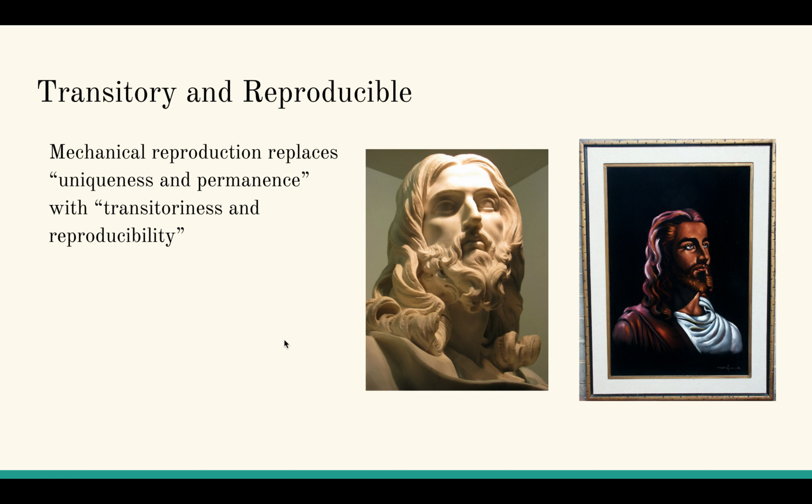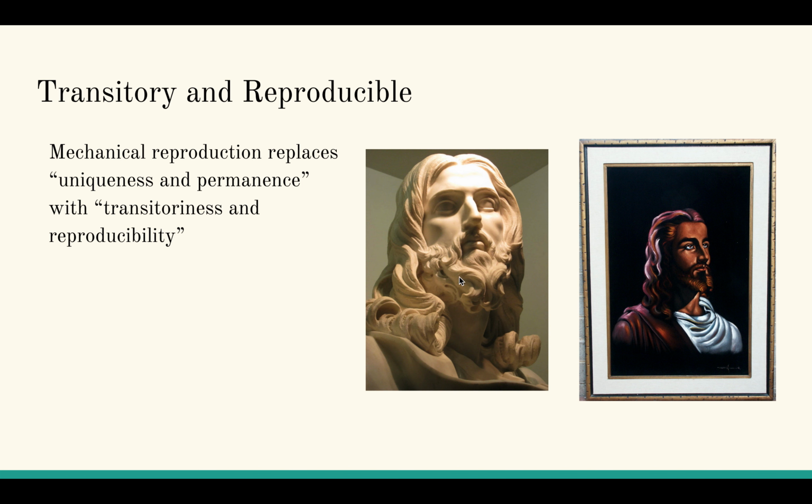So the other thing that Benjamin says about mechanical reproduction is that it's transitory and inherently reproducible. Mechanical reproduction replaces uniqueness and permanence, a la something like a marble bust, that with minimal care will literally last forever. This is replaced with transitoriness and reproducibility. Jesus on black velvet, right? I can crank these out all day, no problem. If it gets something on it, throw it away. No problem. I can go buy another one.